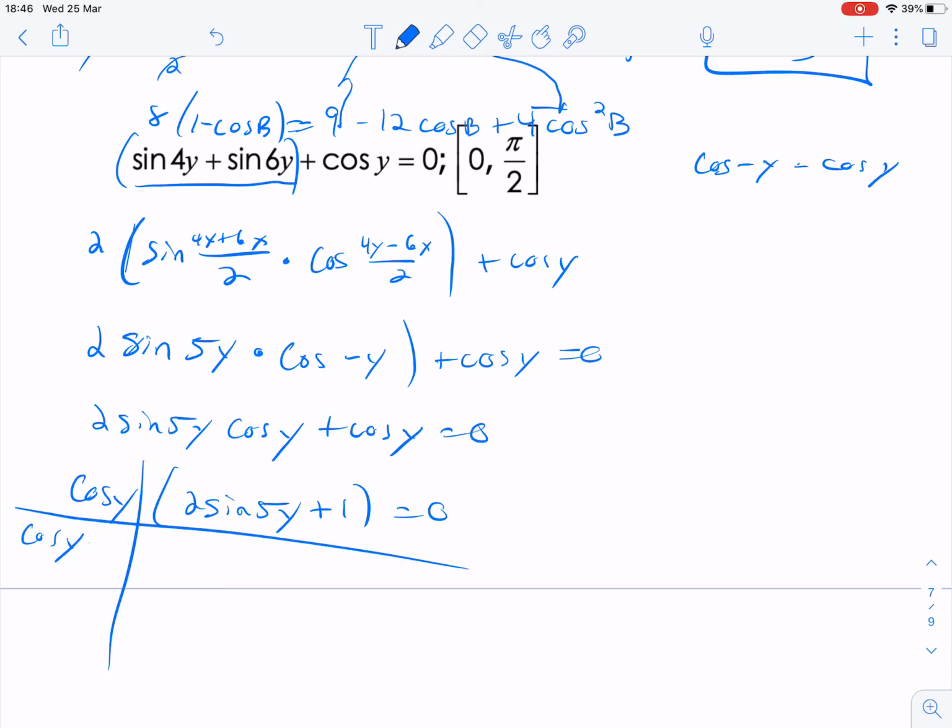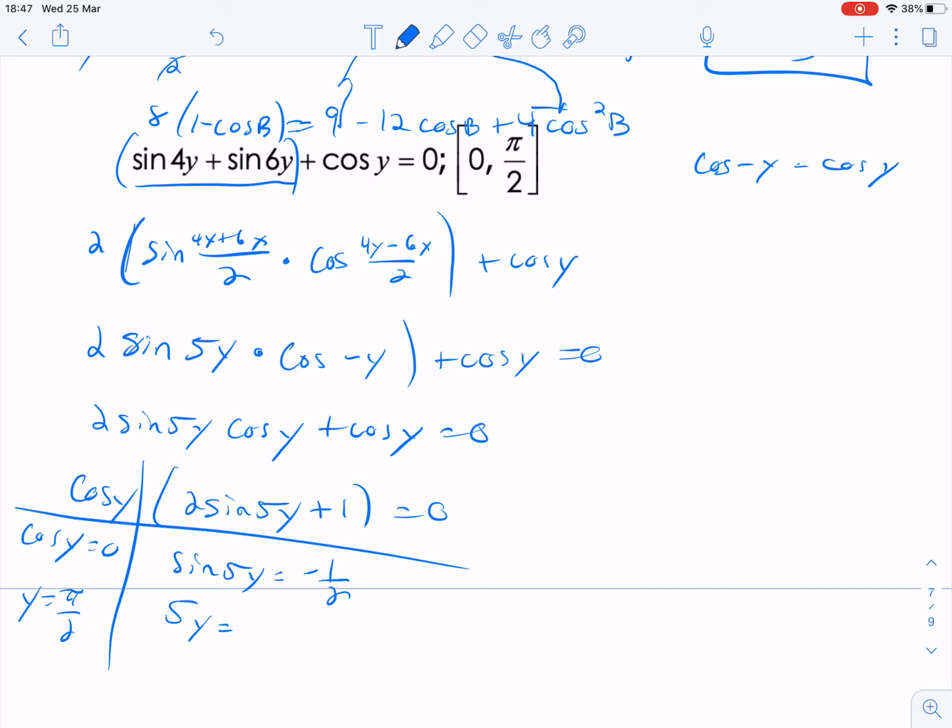So where is cosine of y equals 0 in the first quadrant? At pi over 2. Where does sine of 5y equal negative 1/2? Let's just say, where does sine of y equal negative 1/2? And then when we simplify it by dividing by 5, we'll see where it lands in the first quadrant. It can't be in the first quadrant, so let's just do all the places it is negative 1/2.